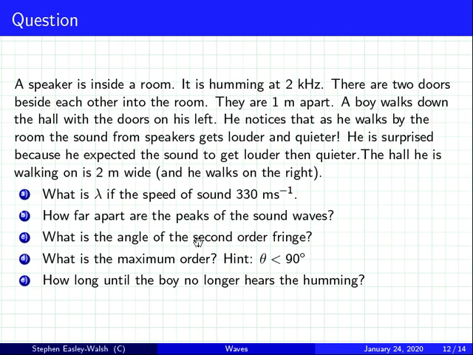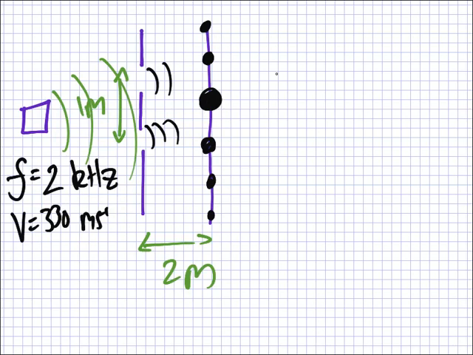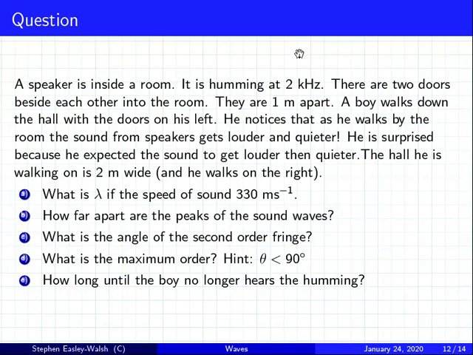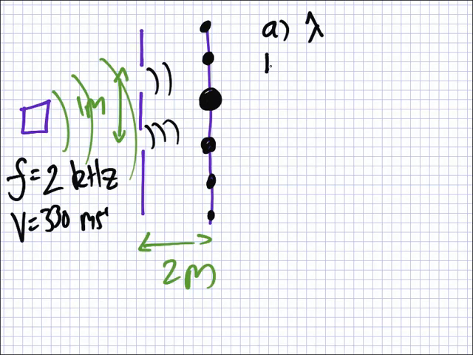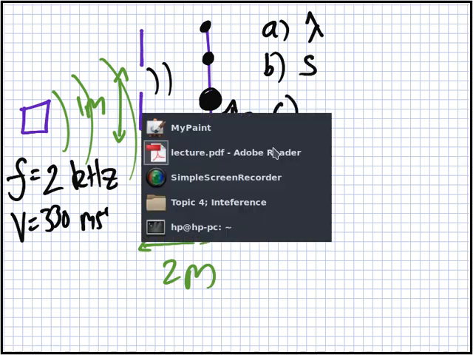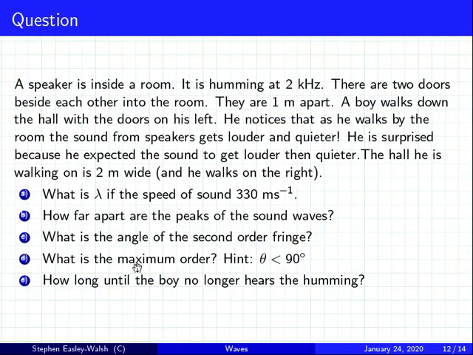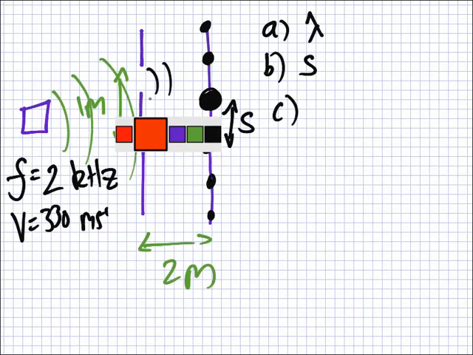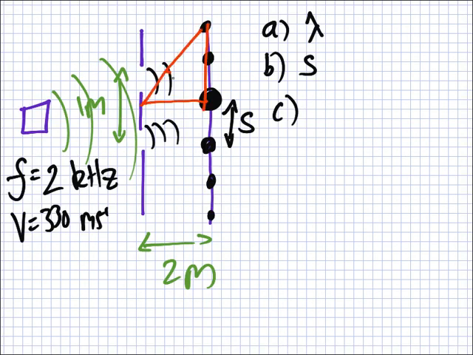Do I tell you how fast he's walking? No. Right, so the few questions I have: the first one is I want lambda. The second one is I want this distance here, S. The third one is I want the angle to the second order fringe. So can you see that's this angle? I want theta 2.